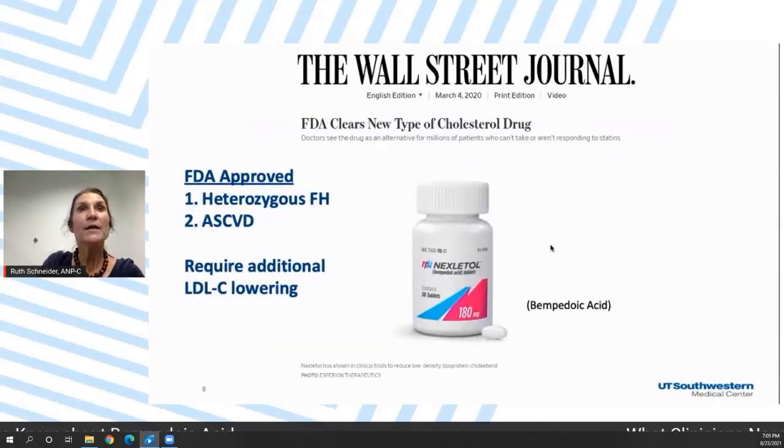All right, so bempedoic acid was approved in March of 2020. It was FDA approved for heterozygous FH and ASCVD, those 2 groups of patients that required additional LDL lowering. The Wall Street Journal reported about it March 4th, 2020, and basically wrote, "Doctors see the drug as an alternative for millions of patients who can't take or aren't responding to statins."